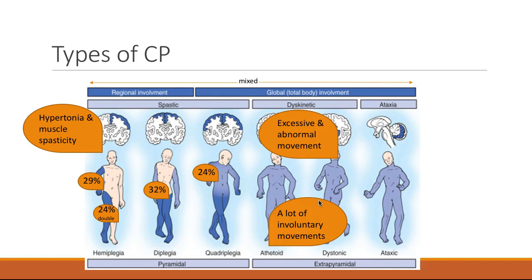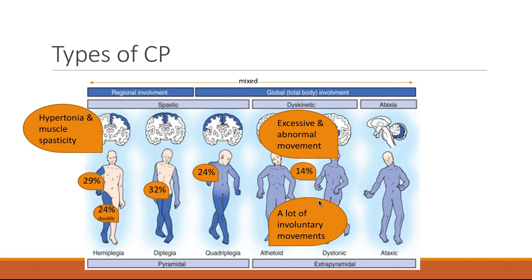In dyskinetic CP, the basal ganglia is impacted, which controls coordination of movement. Children with dyskinesia have excessive and abnormal movements. There are 2 types of dyskinetic CP called athetoid and dystonic. With dyskinetic athetoid CP, you will see slow, writhing, and involuntary movements combined with abrupt, irregular, and jerky movements. With dystonic CP, you see twisted postures that are usually triggered by movement.